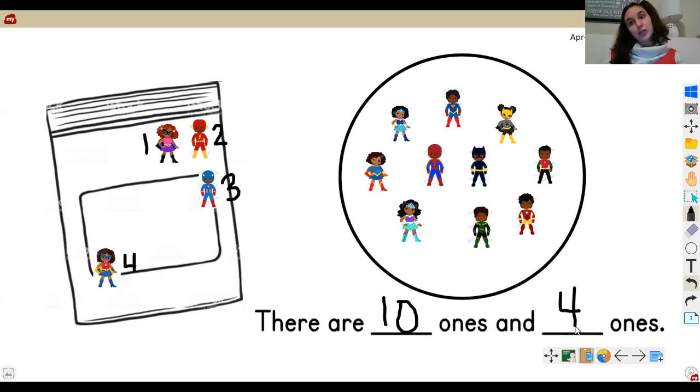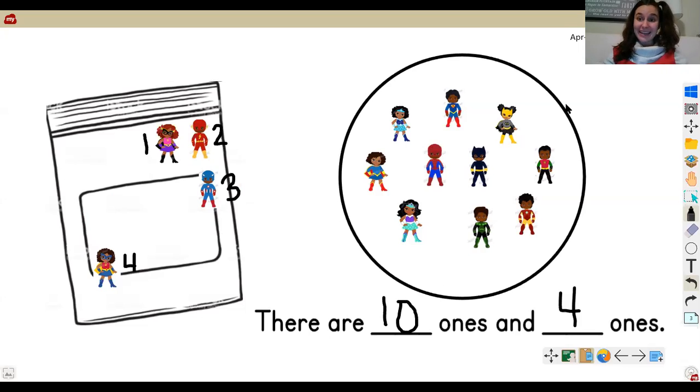Do I have to count by ones? 1, 2, 3, 4 until I get how many superheroes I have? Say, no way, no way. You do not. You can go ahead and use the counting by 10 strategies that we've been using. So let's go ahead and do it together.